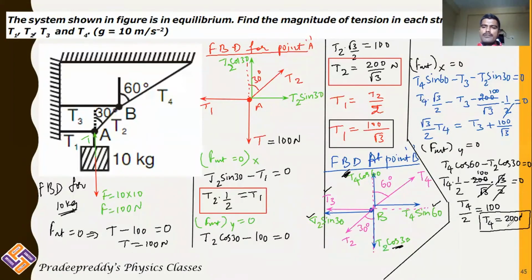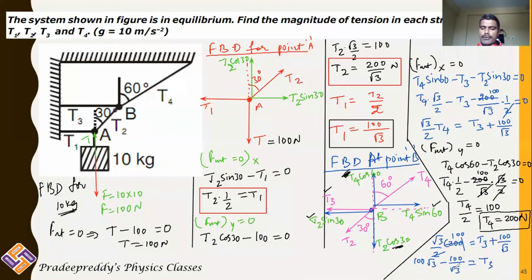T4 value, we have got it as 200 Newton. Take this T4 and substitute in this equation. So if you substitute this T4 in the above equation, you will be writing it as root 3 by 2. T4 is 200 is equal to T3 plus 100 divided by root 3. This 2 into 100 gets cancelled, and this remaining 100 by root 3 comes to the other side. That is 100 root 3 minus 100 divided by root 3 is equal to T3.